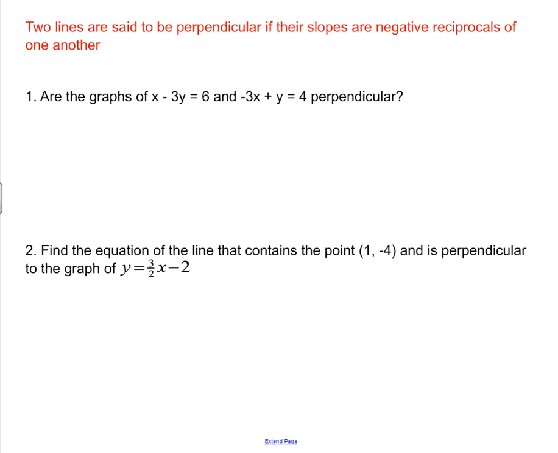Hello, welcome back. Wrapping up our discussion of section 3.6 on parallel and perpendicular lines. This time we do need to talk about lines being perpendicular. And it's, by definition, said that two lines are said to be perpendicular if their slopes are negative reciprocals of one another. What does that mean?